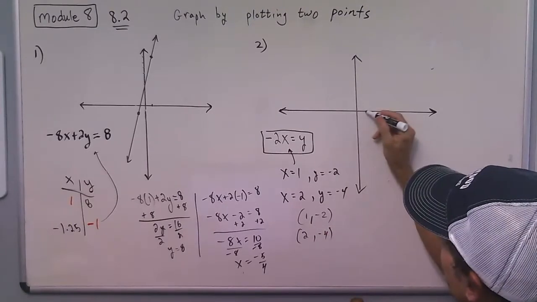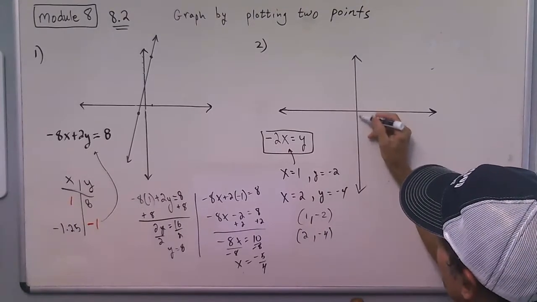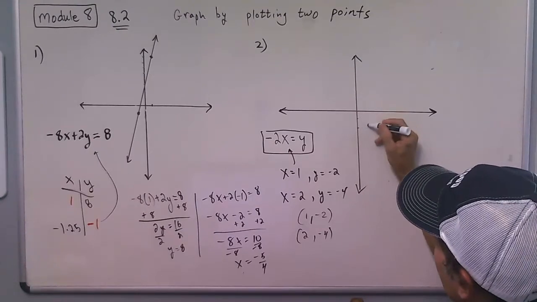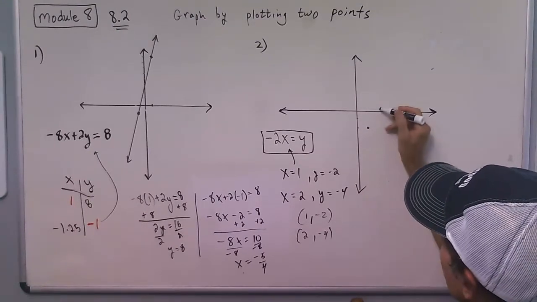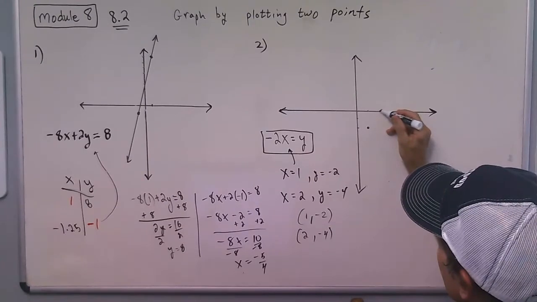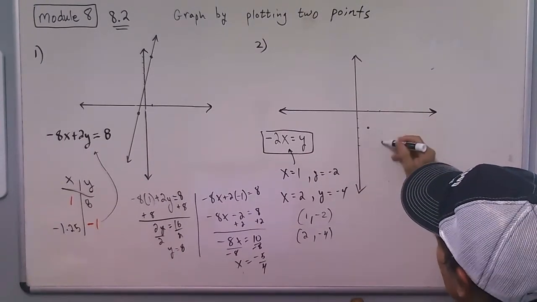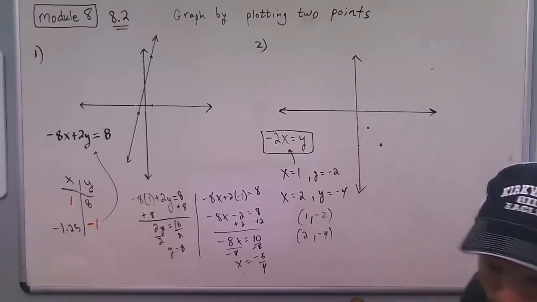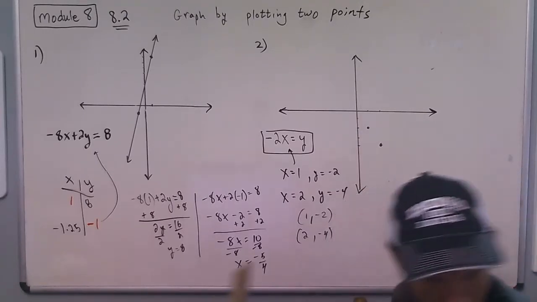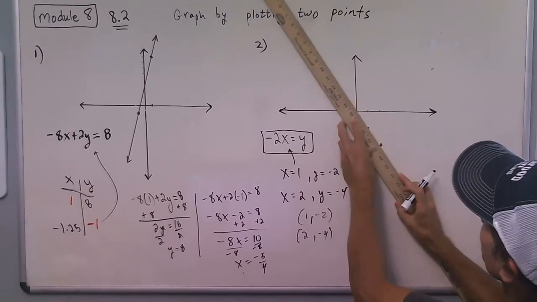So we'll plot those. 1, negative 2, about right there. And then 2, so that's 1, 2, and then 2, negative 4. So right about in here. Okay, and again, we're not using graph paper here, we're just kind of estimating. And then we would draw our line.